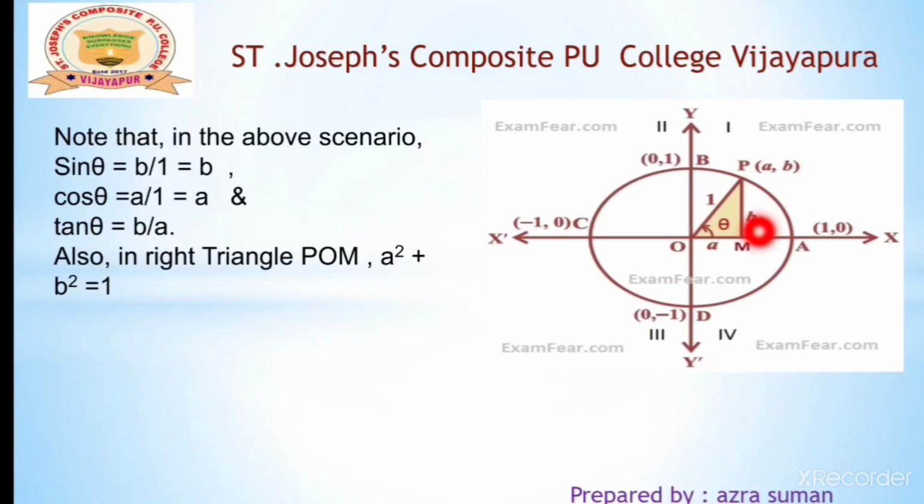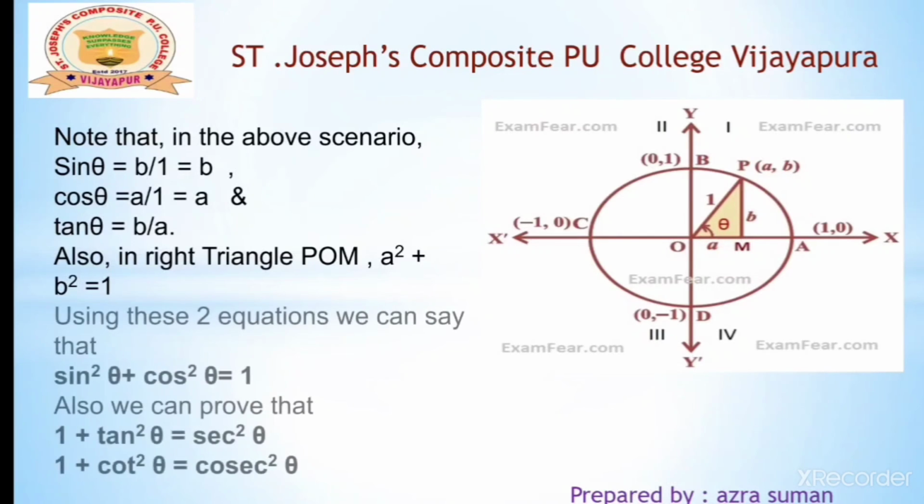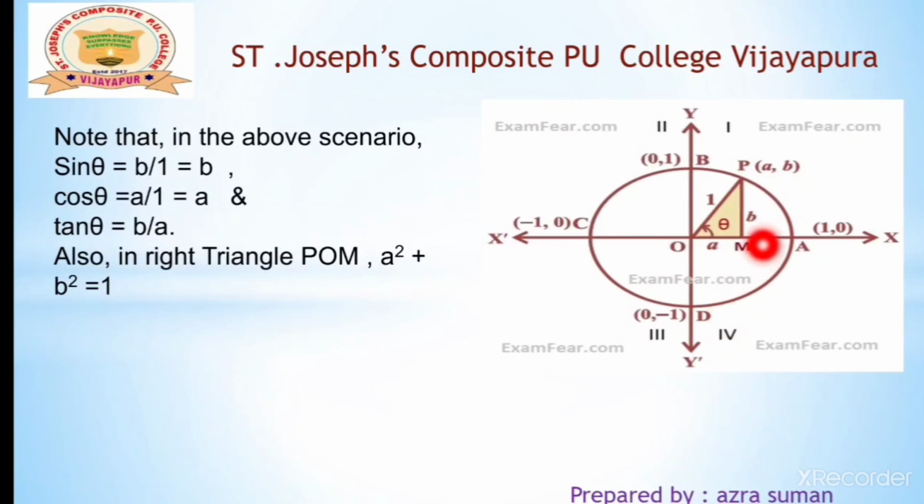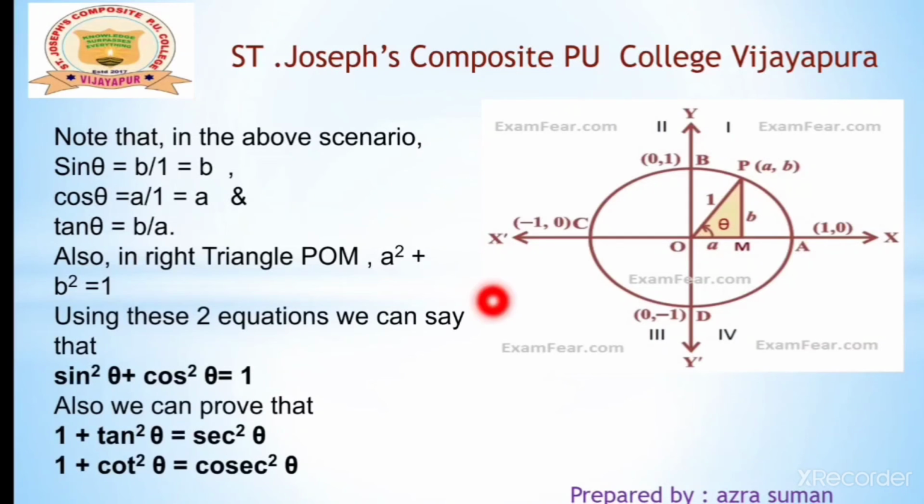Also in the right angle triangle POM, a square plus b square is equal to 1, and we know a is cos theta and b is sine theta, and tan theta is b by a. Substituting here, we get sine square theta plus cos square theta, or cos square theta plus sine square theta, is equal to 1.